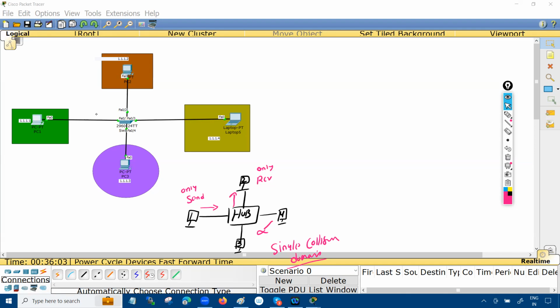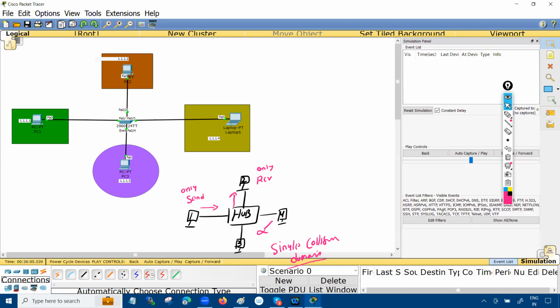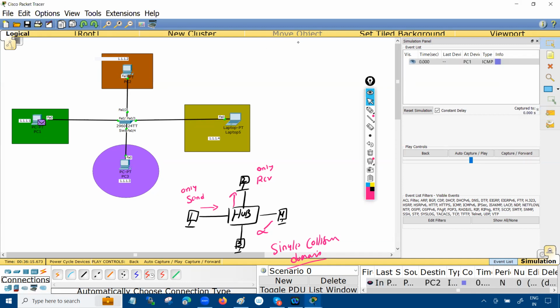What I can do right now on this one, let me go into the graphics again and have a look. I'll put a packet from PC1 to PC2. At the same time, have a look, I'll put a packet from PC5 to PC3. In the previous case, if you remember, it did not work, but it's going to work over here.